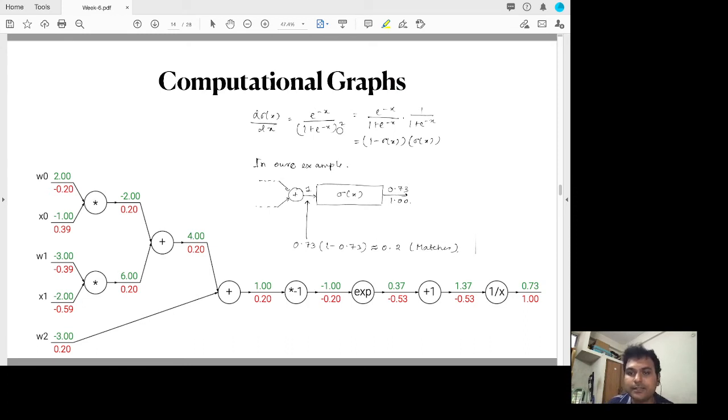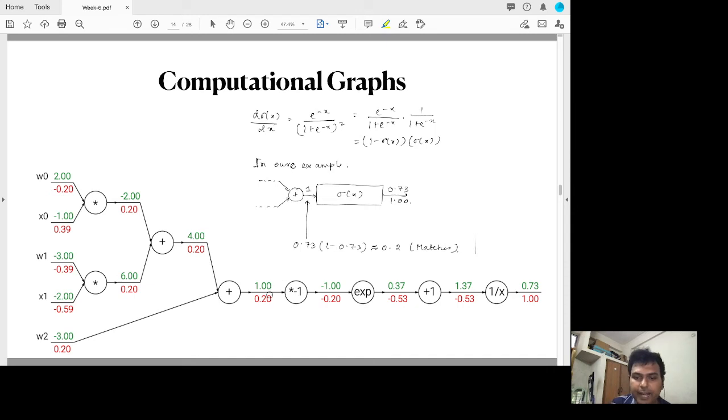You can break it up into two parts: e to the power minus x by 1 plus e to the power minus x, into 1 by 1 plus e to the power minus x. The 1 by 1 plus e to the power minus x becomes sigma(x), and the first term is nothing but 1 minus sigma(x). This is a pretty standard computation, and you might as well remember it completely, so you don't need to do these calculations every time. The derivative of the sigmoid function is always the sigmoid function itself times 1 minus the sigmoid function.